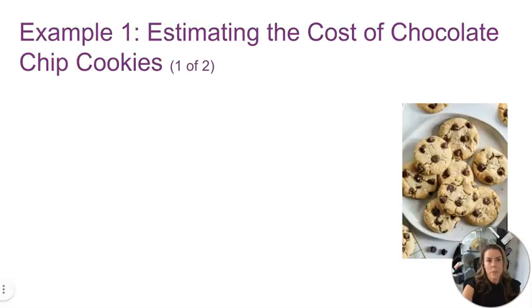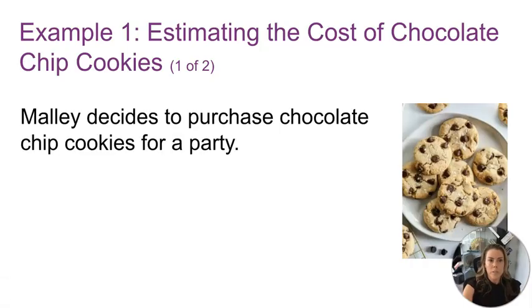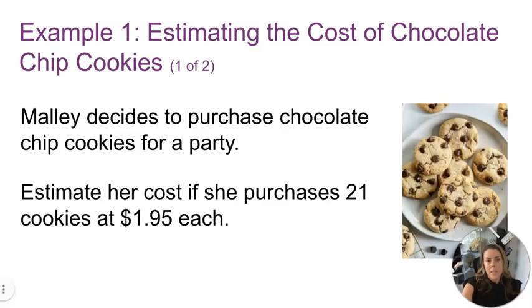Let's look at an example here. Estimating the cost of chocolate chip cookies. Mally decides to purchase chocolate chip cookies for a party. Let's estimate her cost if she purchases 21 cookies at $1.95 each. So let's imagine being in the store, and yes, now we all have smartphones, we could pull out the calculator, but let's just come up with an approximate answer a little more quickly.